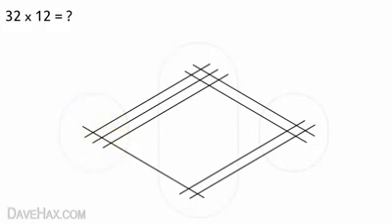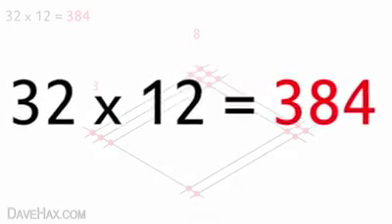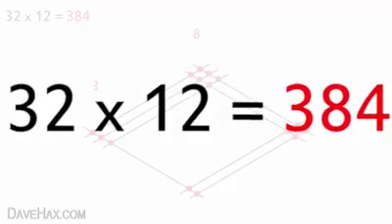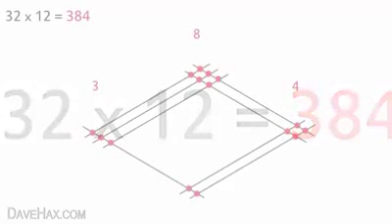And starting from the right, start counting the dots. 1, 2, 3, 4. Write that here. Then 1, 2, 3, 4, 5, 6, 7, 8. And finally, 1, 2, 3. So 3, 8, 4. 384. There we have our answer. Simples. But it does get a little more complicated if we add more lines.